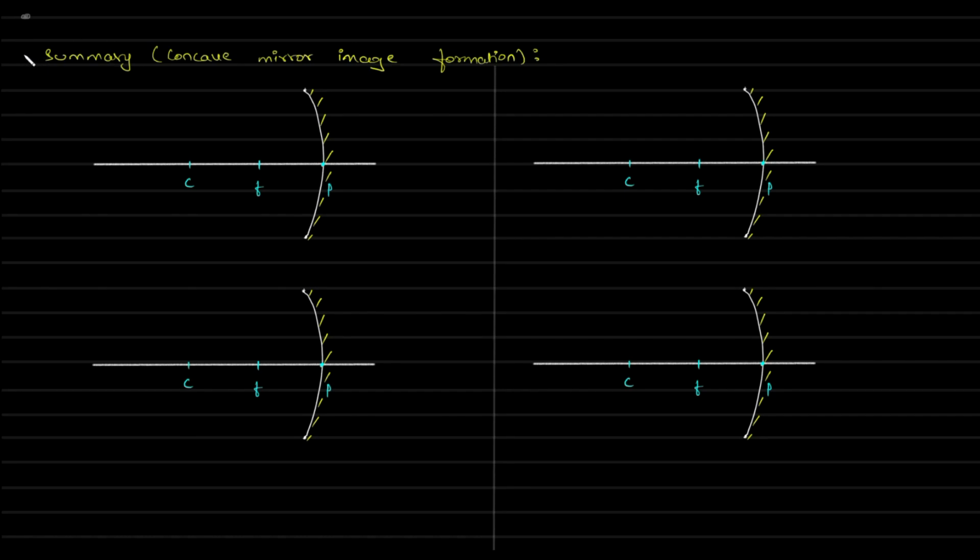Let's summarize the image formation by a concave mirror. So if I keep an object at infinity, the image will be at focus. So this is a highly diminished, inverted, real image. Okay, if I keep the object at infinity.